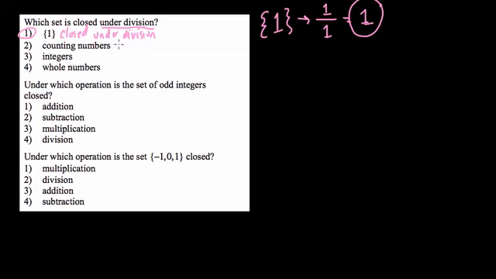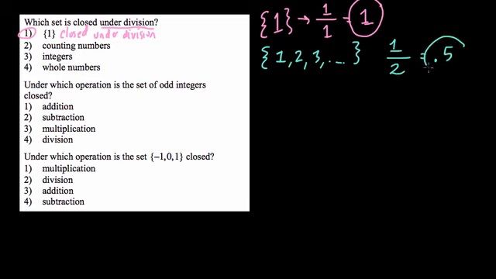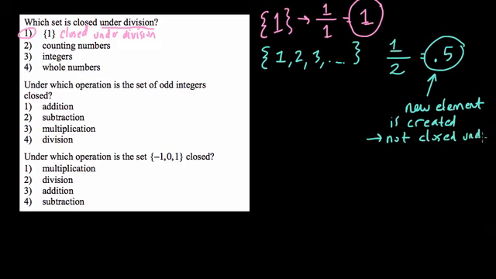So the second one, counting numbers, if we look at those numbers in a set, that's 1 and 2 and 3 and so forth. These are not closed under division because if you were to take, let's say, 1 divided by 2, what happens is you get a new type of number. It's a half, or 0.5. So because you created an element or a value that wasn't in the set before, this is not closed. So a new element or a new type of element is created. And when that happens, that means that the counting numbers are not closed. So therefore, they're not closed under division, under that particular operation, right?